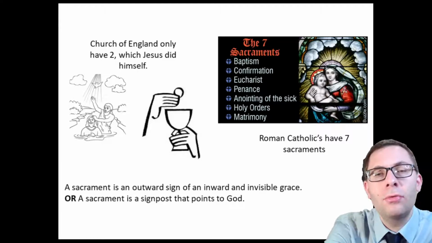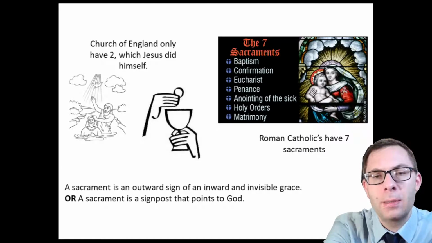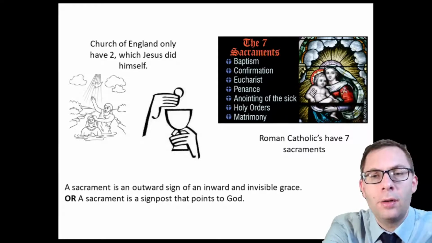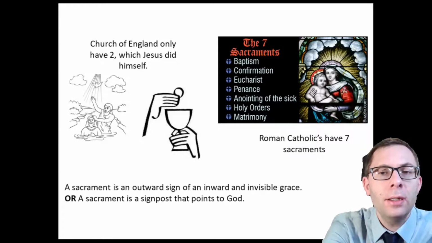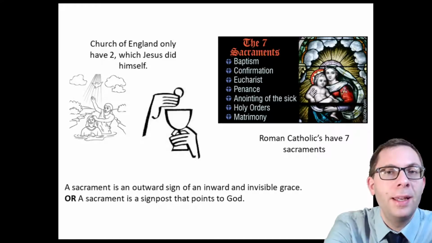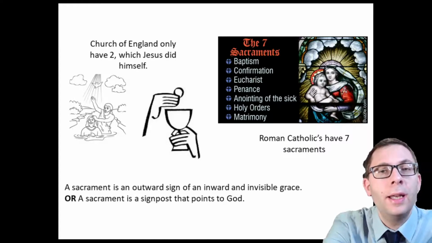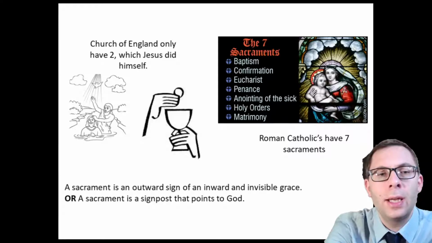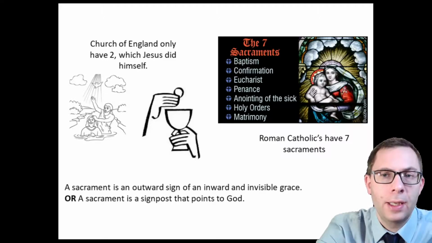A really good grade 7, 8 or 9 definition of a sacrament is what I've got next to me there. A sacrament is an outward sign of an inward and invisible grace. What that simply means is that a sacrament is something that happens externally to you that shows a change that happens internally to you, an internal change by the grace of God. So any of these, there's something going on under the surface of these 7, according to the Catholic Church.